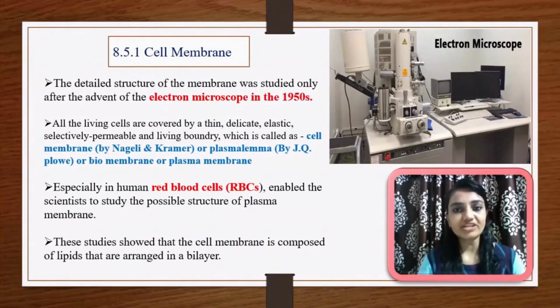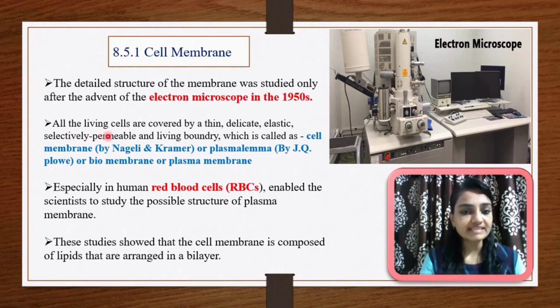Today we are going to discuss the cell membrane of eukaryotic cells. The detailed structure of the membrane, that is the cell membrane, was studied only after the advent of the electron microscope in the 1950s. Here in this diagram you can see an electron microscope. All living cells are covered by a thin, delicate, elastic, selectively permeable, living boundary, which is called the cell membrane. We will see what selective permeability is.